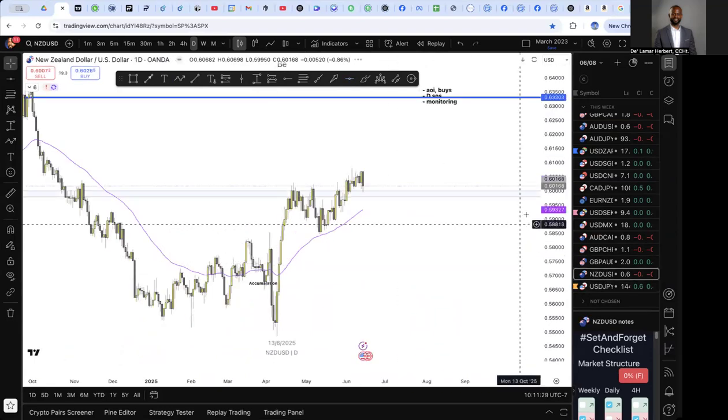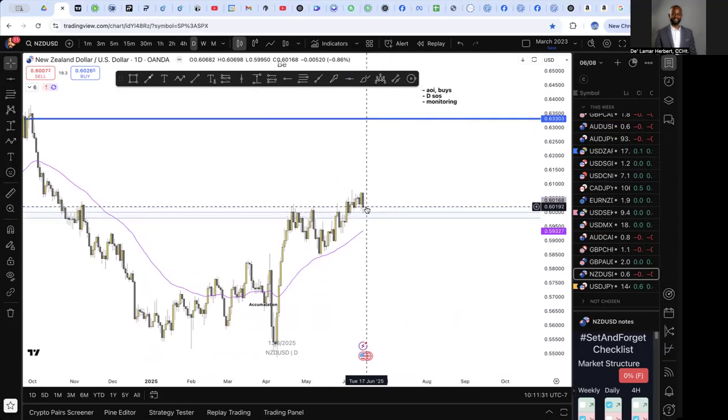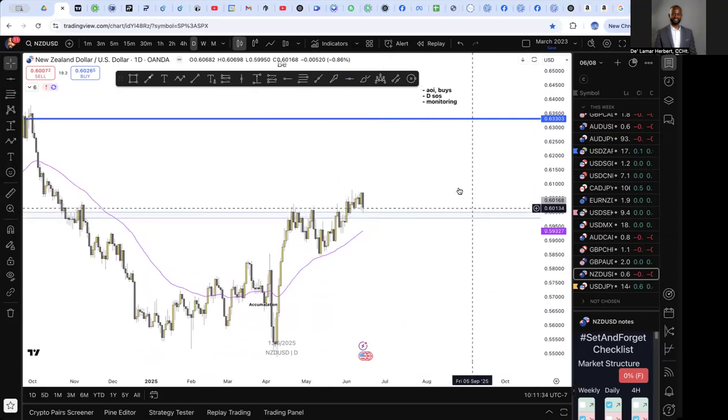NZD USD. We're going to be waiting. We're waiting for our shift of structure actually, because we just had a shift of structure, so we need another one. Our take profit will be up there.